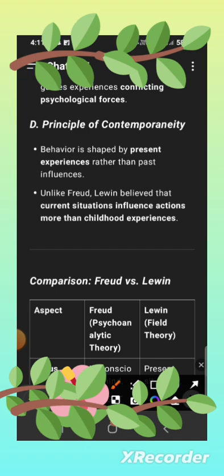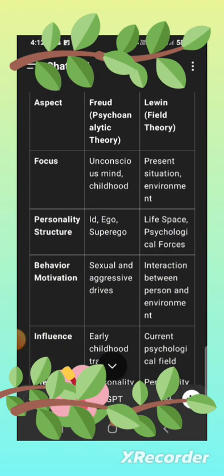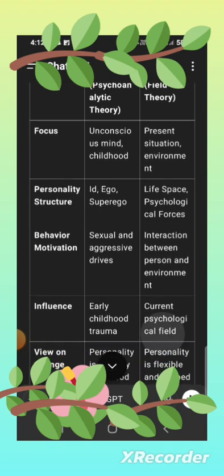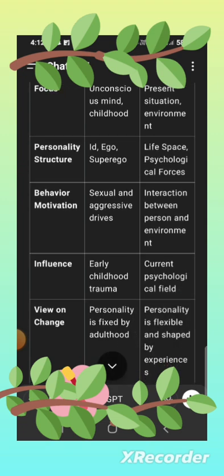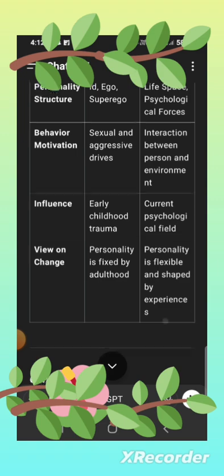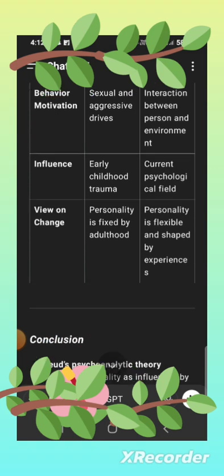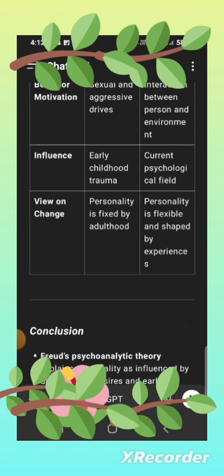Comparison of Freud and Lewin's field theory. Freud's theory focuses on the unconscious mind and childhood. Lewin focuses on the present situation and environment. Personality structure: Freud, id, ego, superego; Lewin, life space and psychological forces. Behavior motivation: Freud, sexual and aggressive drives; Lewin, interaction between person and environment. Influence: Freud, early childhood trauma; Lewin, the current psychological field. View on change: Freud, personality is fixed by adulthood; Lewin, personality is flexible and shaped by experiences.